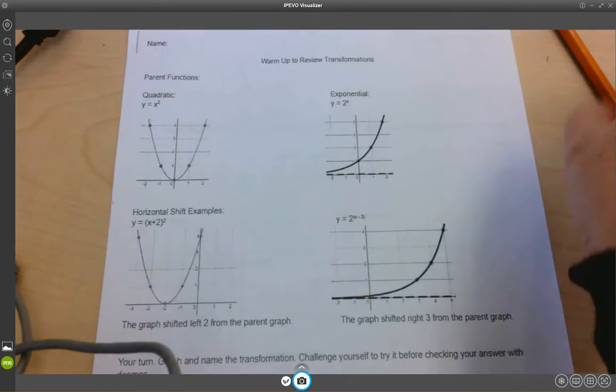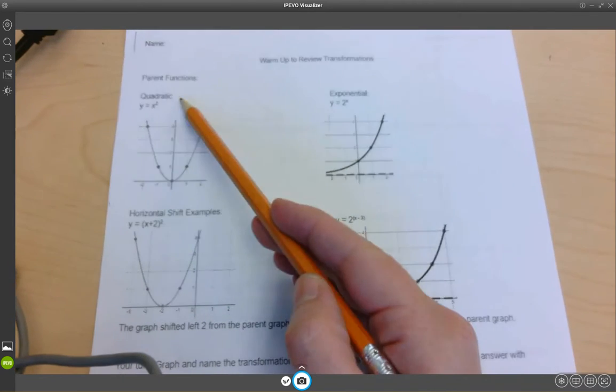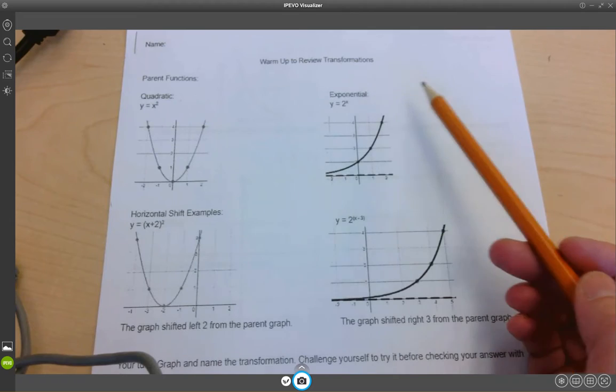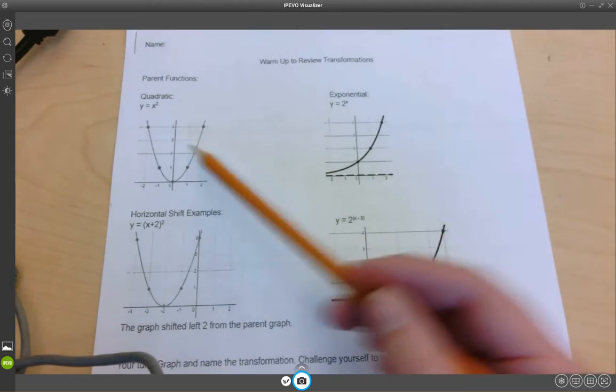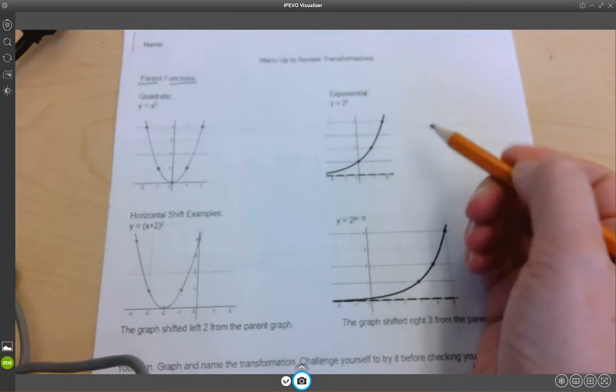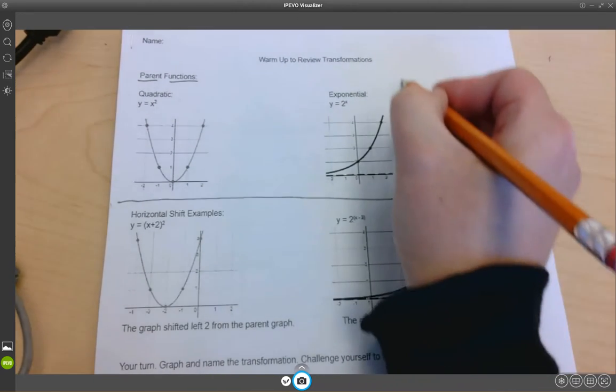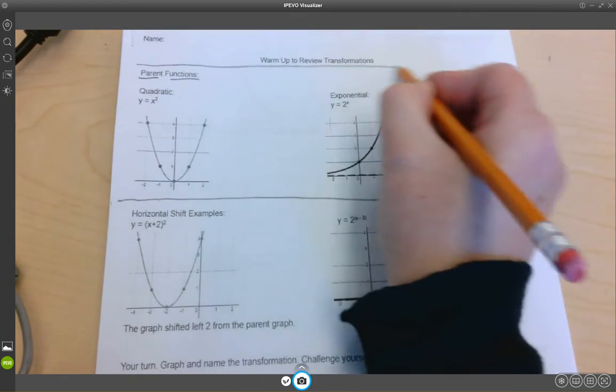Hello, AFDA students. We are going to do a warm-up to review transformations of functions, and we're going to be transforming quadratic and exponential functions. So right here, I have your parent functions for quadratic and for exponential. And those are very important because we're going to keep coming back to these parent functions.